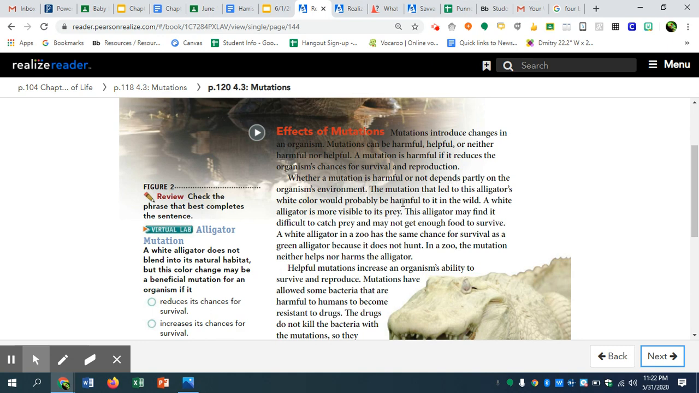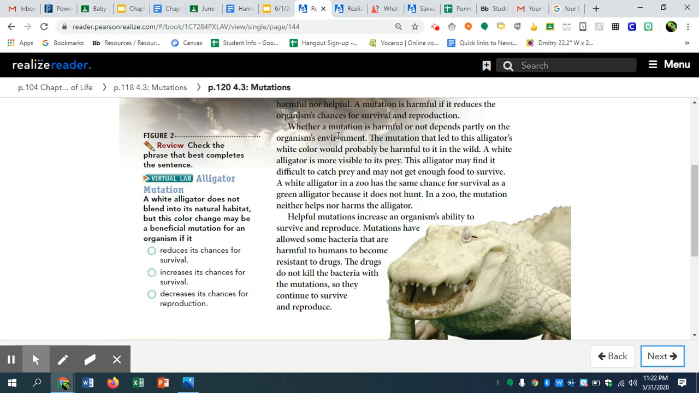So a mutation that led to this alligator's white color would probably be harmful to it in the wild. A white alligator is more visible to its prey. I really don't know who eats alligators except people, but okay, I'll go with it. Book: this alligator might find it difficult to catch prey and may not get enough food for survival. Okay, so that I can see.